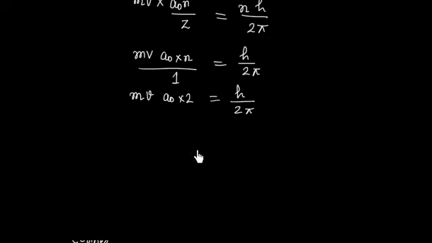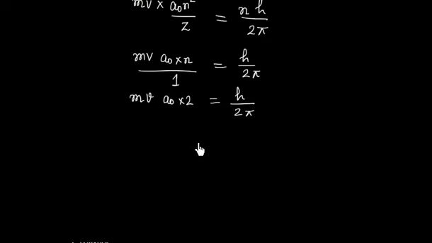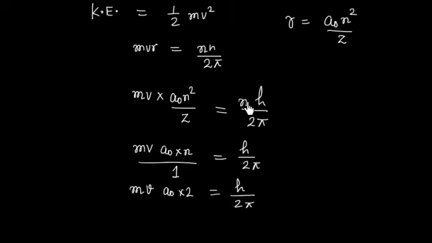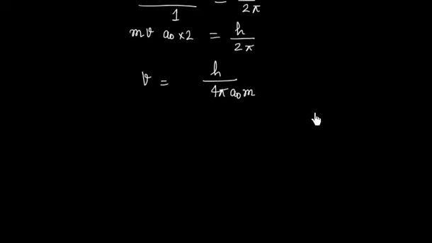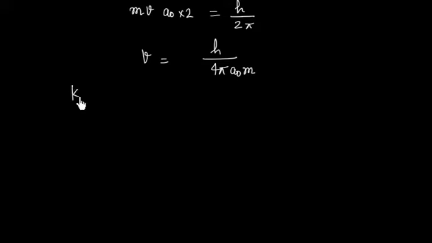So from here we can calculate the value of v. The value of v is h by 4 pi a naught m. Now we can plug it into the kinetic energy expression. Kinetic energy is half mv square, and v is nothing but h by 4 pi a naught m.